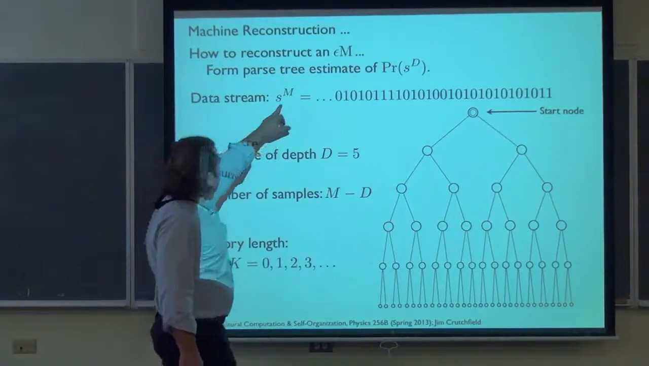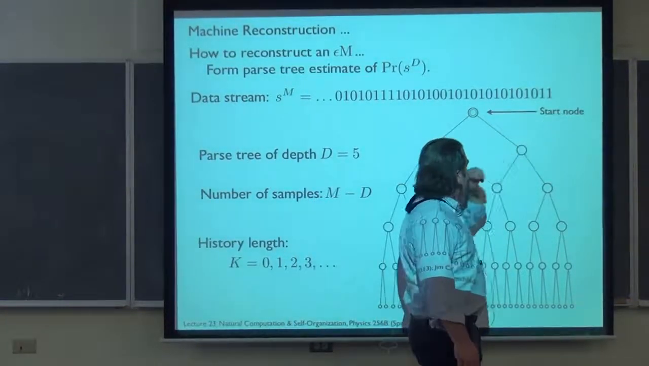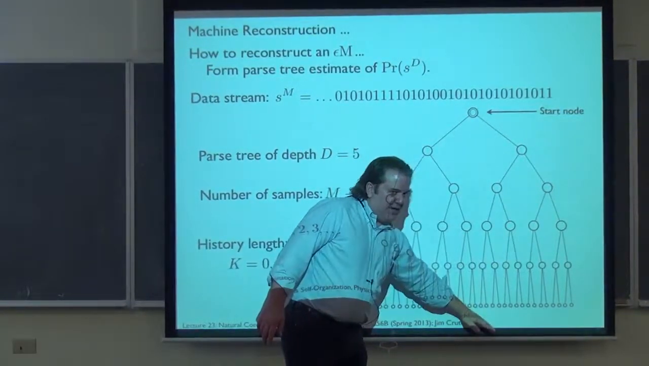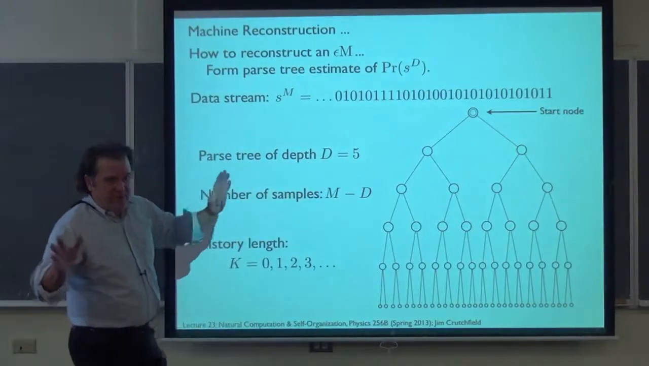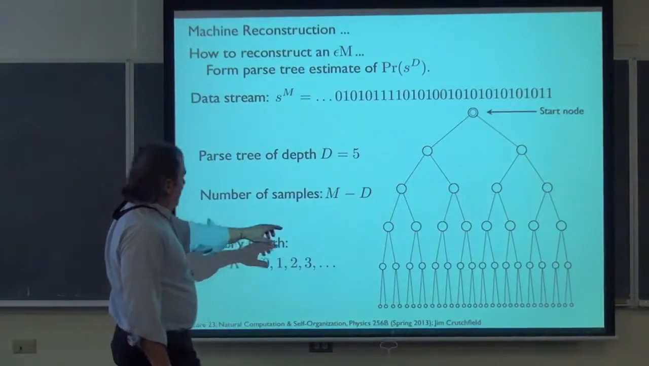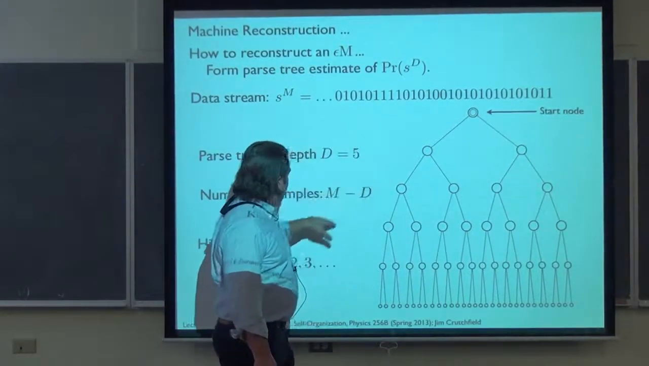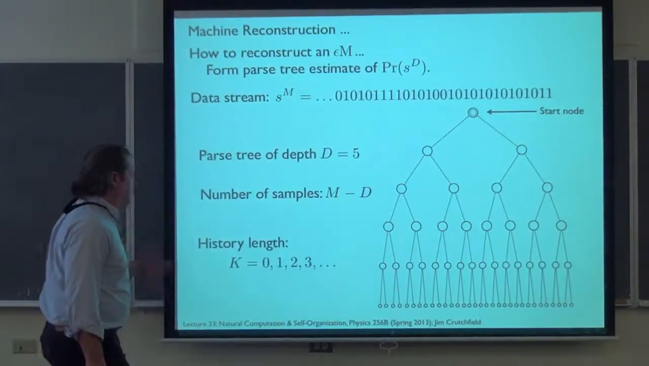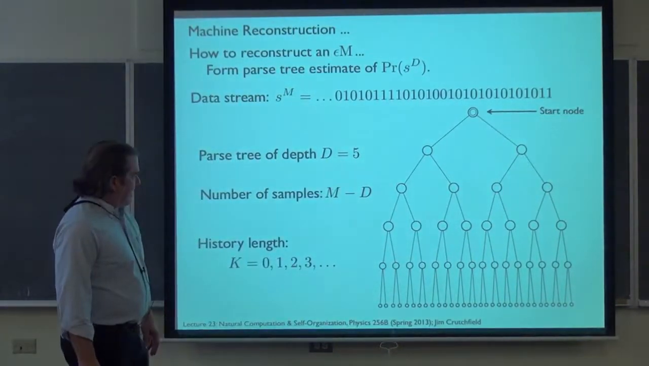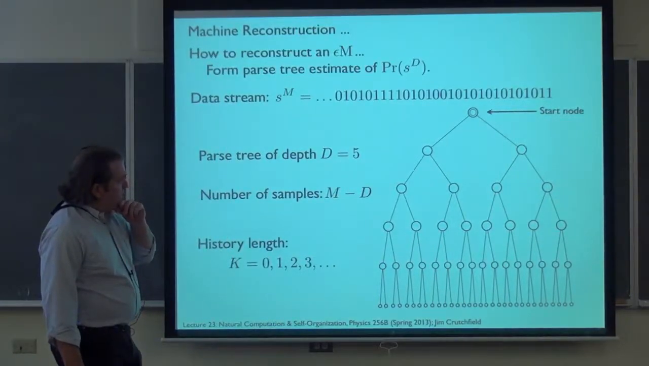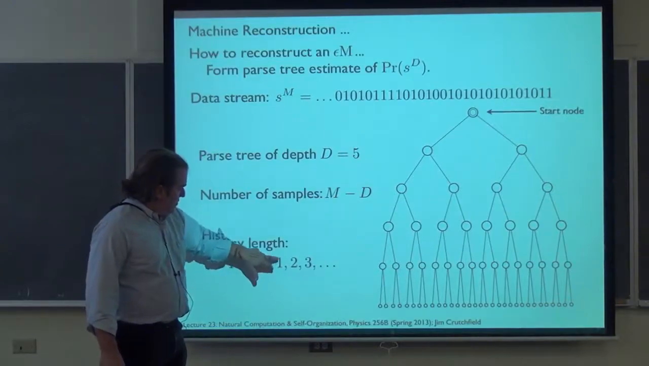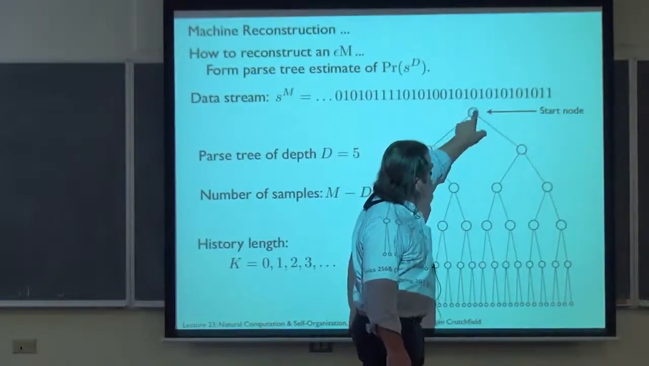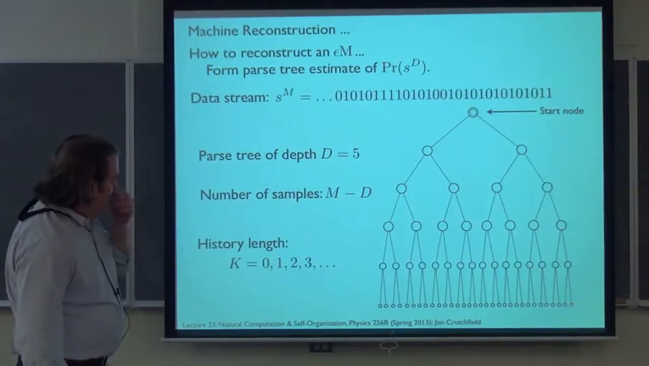Okay, so here's an example. If I have a sample, or a string of length M, like this, what I'm going to do is first lay out, since it's a binary alphabet, a binary tree to some depth. In this case, I'm choosing D equal 5, so that's a parameter. Then I'm going to look at all the words of length 5 here. The number of instances of that in a data sample of length M is M minus D. M tends to be large, so this difference is small. And in this particular way of doing the reconstruction, the history lengths we're going to use are either 0, 1, 2, or 3, basically any possible length. So we put down our tree here. The top tree node is the start node. You'll see what that means in just a second.